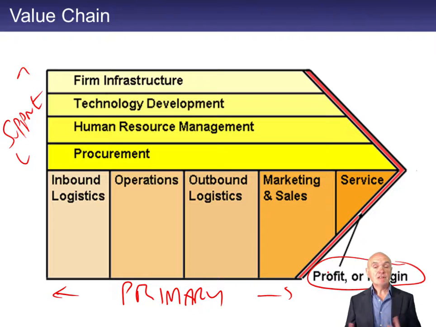And again, there are choices. Do we do the receivables ledger ourselves, or do we go to a factor who will look after the receivables ledger? Technology development is basically research and development. Human resources management: the recruitment, retention, training, motivation, appraisal, all of that goes on in there.